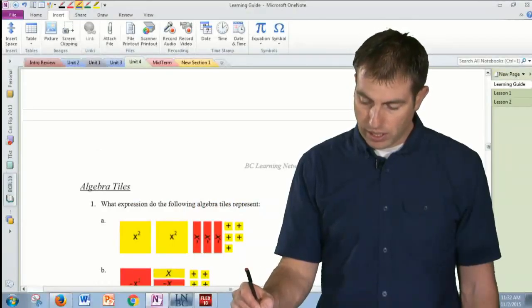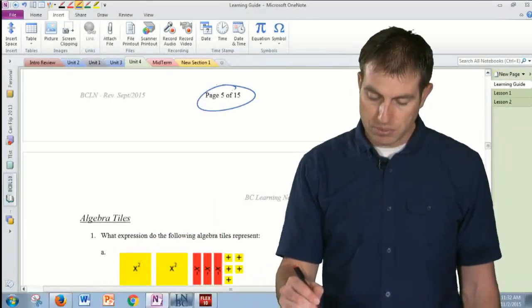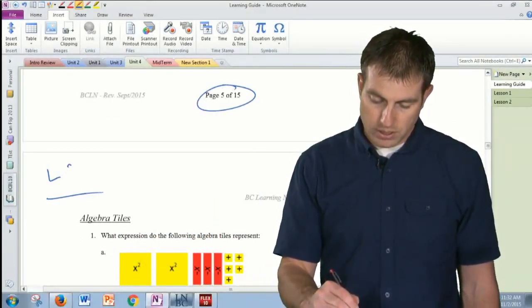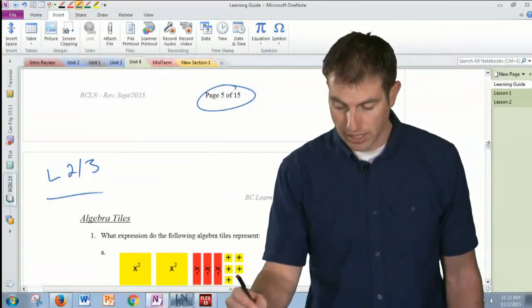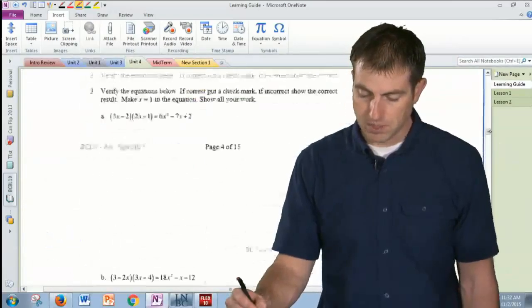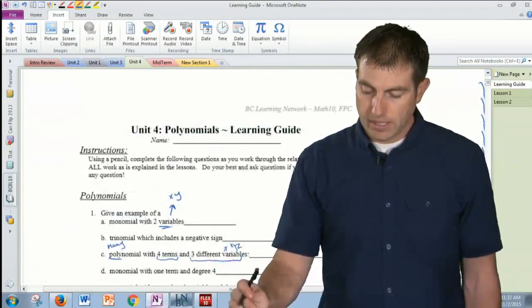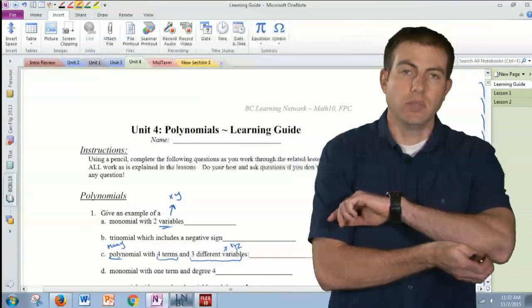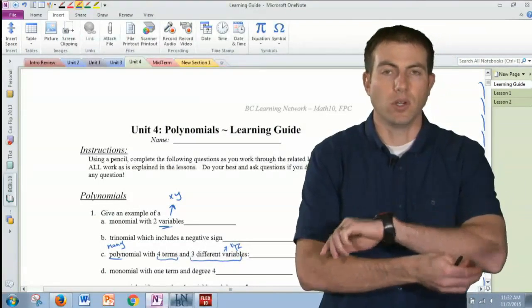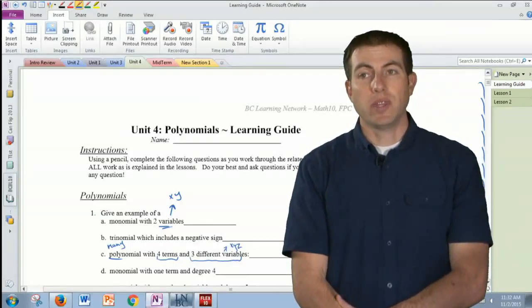You should be up to algebra tiles, so up to page 5. So this is up to lesson 2 and 3. I haven't talked about algebra tiles. I will. That's kind of where we're at. So next day, if you guys have any questions, I'd love to go through them. I don't want to keep you any longer. So spend some time doing that stuff.